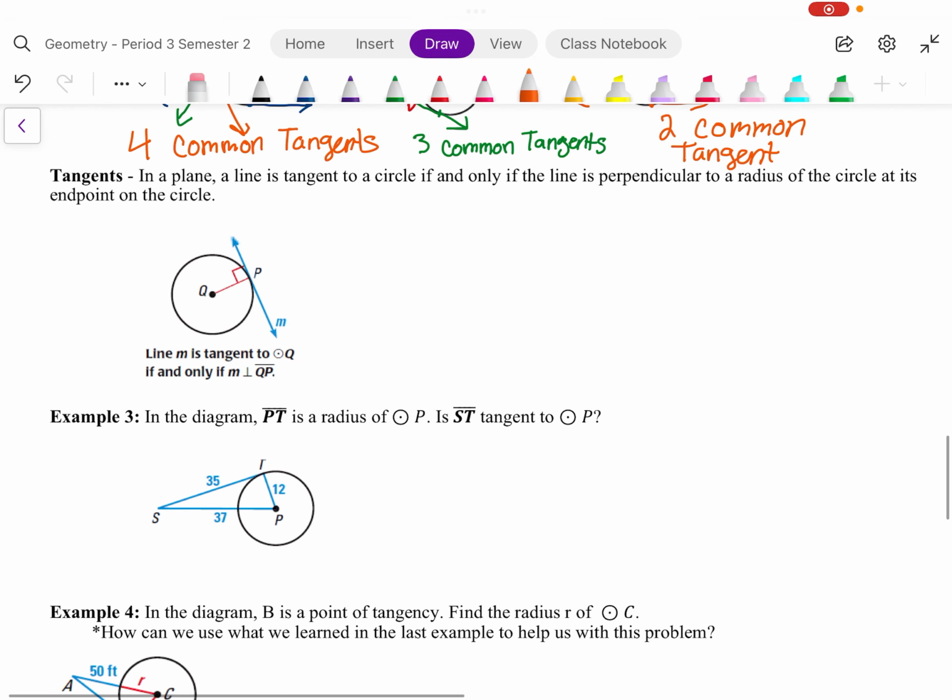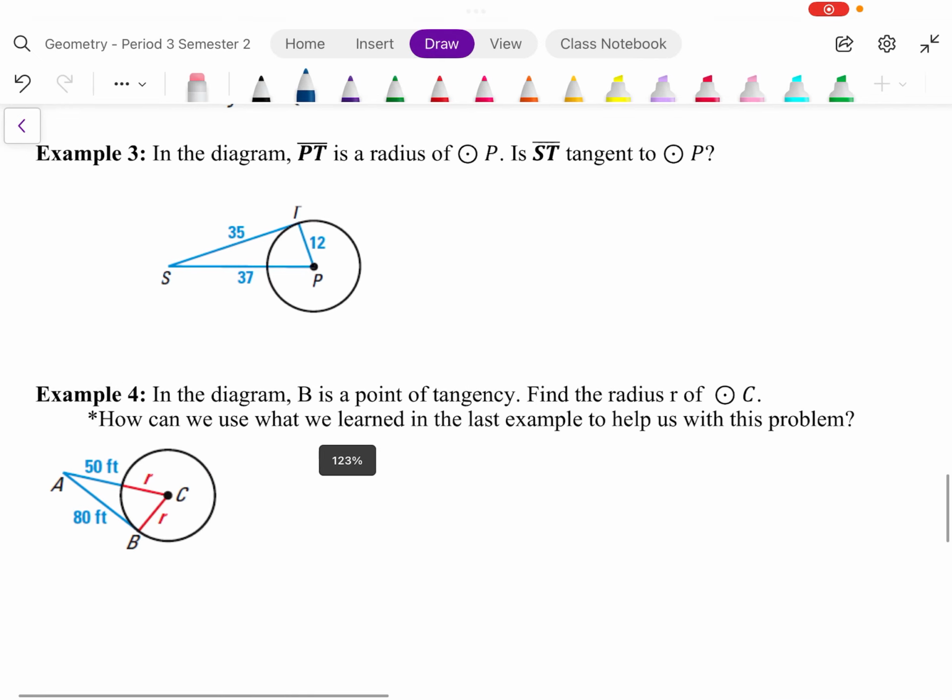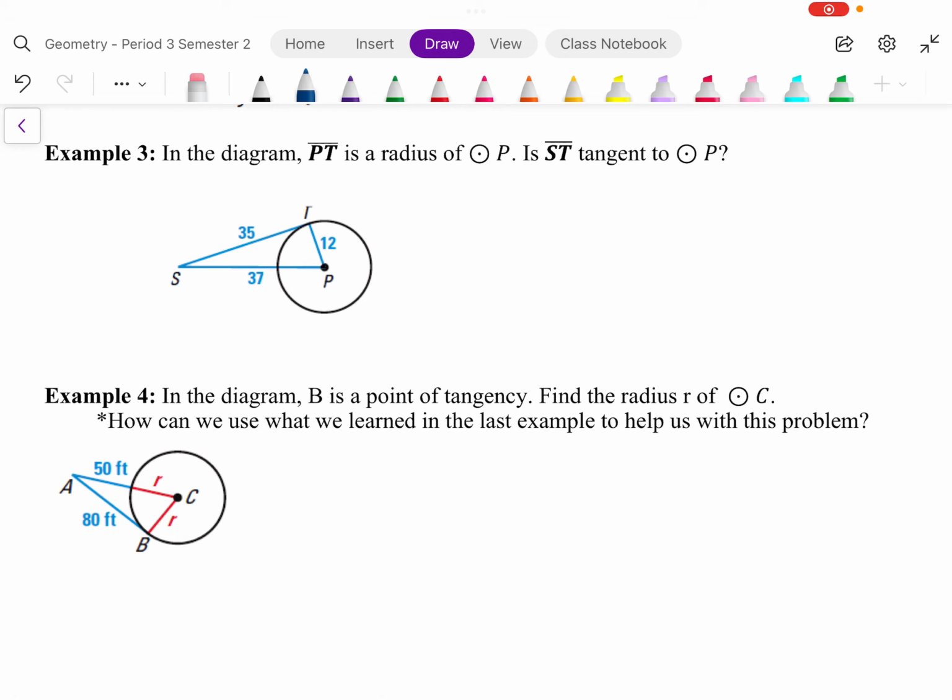Next, we have tangents in a plane. And a line is a tangent to a circle if and only if the line is perpendicular to a radius of the circle at its endpoint. So anytime you have a tangent drawn and a radius connected to that tangent, that is going to form a right angle. Knowing that information, we can complete example 3.